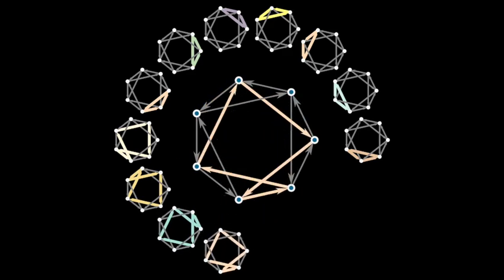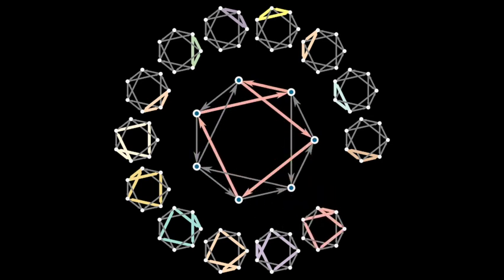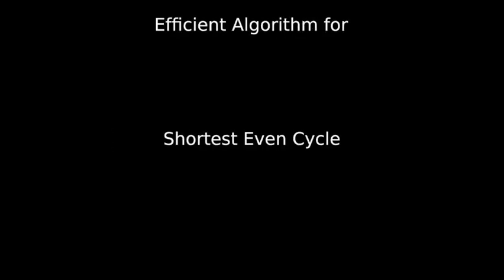So what I want to tell you about in this video is that the shortest even cycle problem can be solved faster than by investigating all cycles. In fact, that it can be solved in polynomial time. Now, you may reasonably think that this sounds like a pretty easy problem, so let's get a feeling for this by looking at some well-known variants.